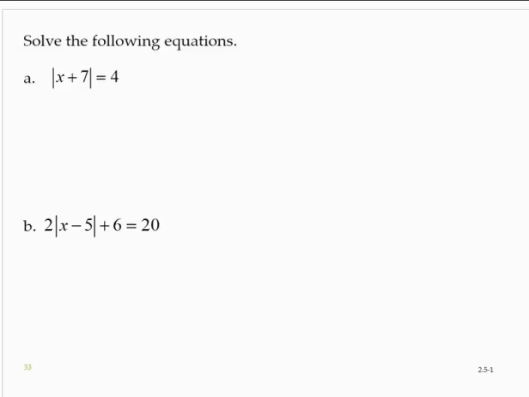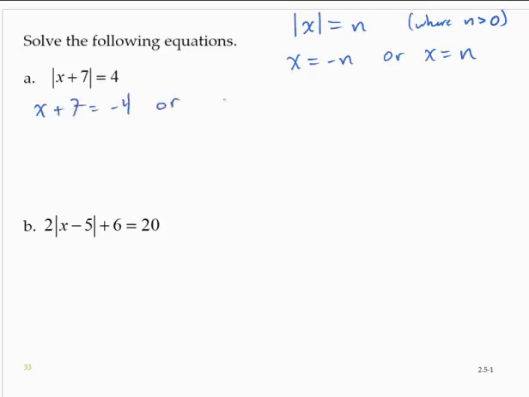Solve the following equations, and these both involve absolute values. So what we need to recall is that if we had something like the absolute value of x is equal to n, where n is positive, then x is equal to negative n, or x is equal to positive n. So if we have the equation absolute value of x plus 7 is equal to 4, then that tells me that x plus 7 is equal to negative 4, or x plus 7 is equal to positive 4.